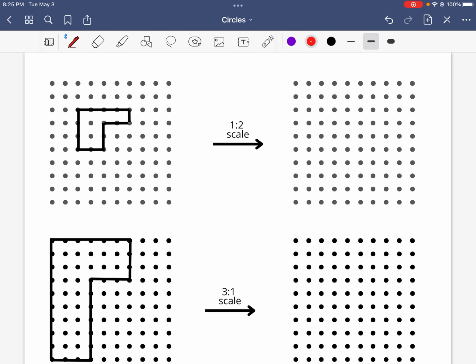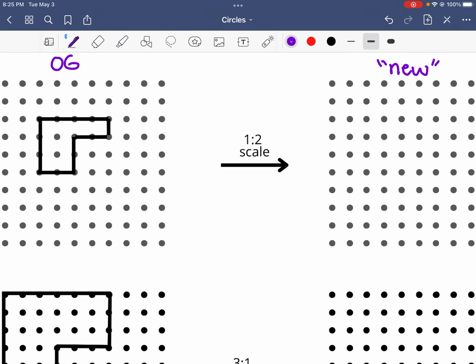So in this one, we are actually going to draw, okay? So we're given this original image. So here are all the OG images, and we want to make the new one, okay? So before we were given OG and new, and we had to find the scale. Now we're given OG, the scale, and now we have to create the new one. So the way I read this is that this is a 1 to 2 scale. So that means that for every one box, I'm going to draw 2.